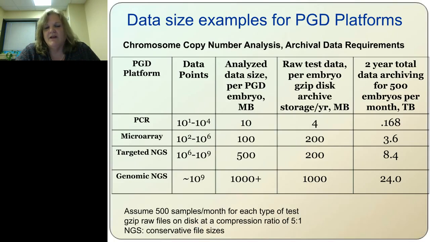Targeted NGS, when you're looking at small regions of the chromosome, for next generation sequencing, when you're looking for specific markers and you're targeting what sequence you're going to be sequencing, maybe 8 terabytes a year if you're doing 500 embryos a year. But in genomic NGS, if that's where it's going, it's going to be much larger, and you've probably heard about these data sizes in next generation sequencing. And really, depending on how deep and how much sequencing you do per sample, this may be even an underestimate.